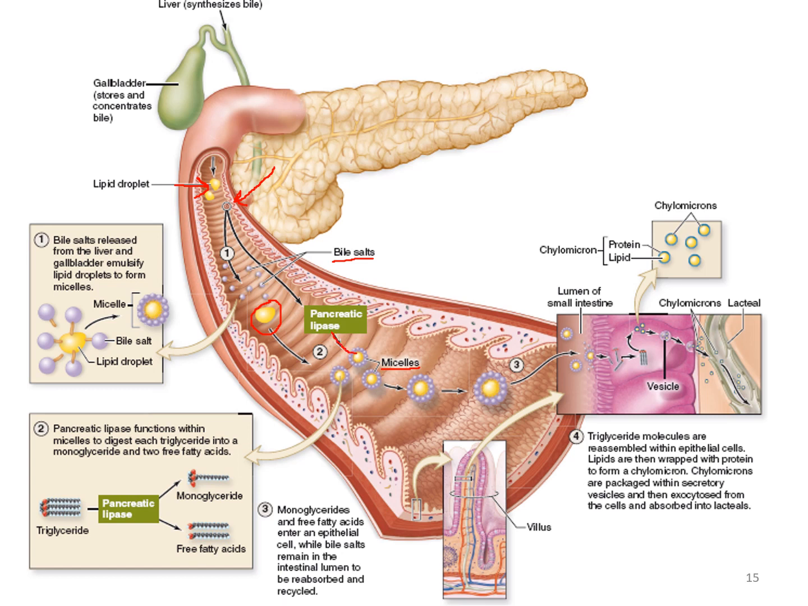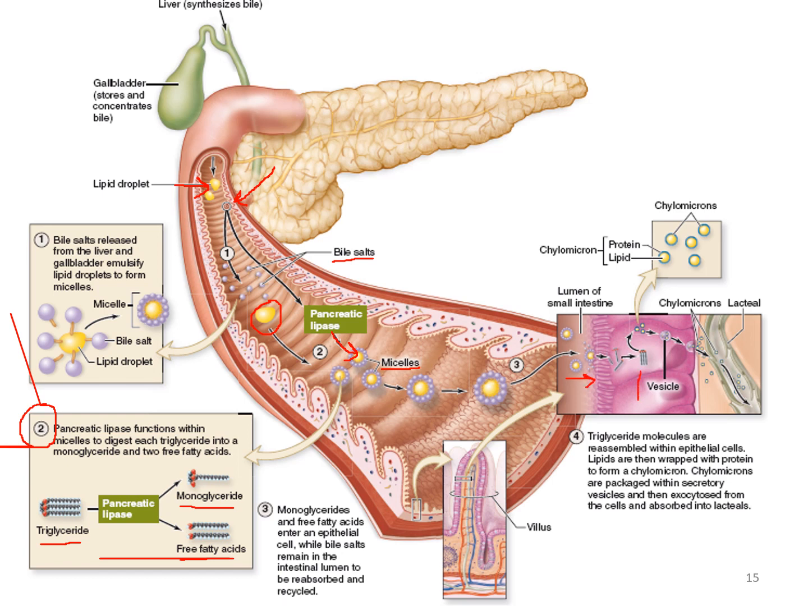Pancreatic lipase is going to act on them inside the micelle, and this is what's going to happen. You've got your triglyceride, and it's going to break it down into a monoglyceride and then your two free fatty acids. So the bile salts will stay in the lumen of the small intestine. We're going to recycle those and reuse those. And then the monoglyceride and the two free fatty acids will come back into the epithelial cell.